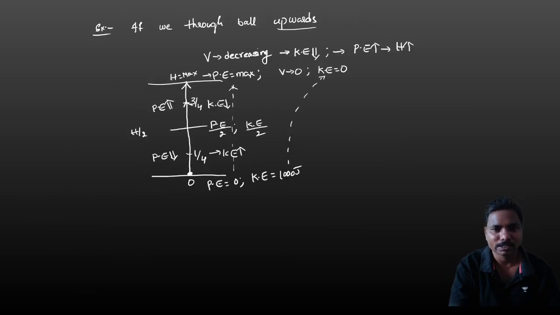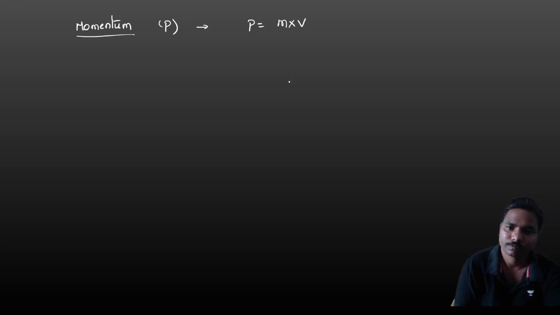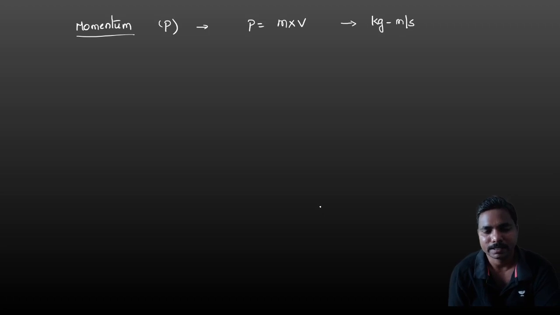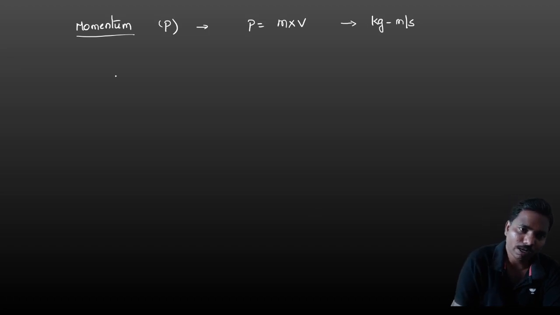Now coming to the next important topic, momentum. Momentum is denoted with the letter P. P is equal to the product of mass into velocity. Mass in kg, velocity in meter per second. So the unit is kg meter per second.